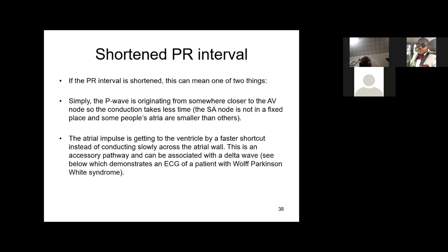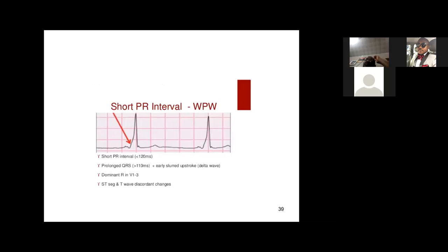If the PR interval is shortened, it can mean one of two things: that the P wave is originating from somewhere closer to the atrioventricular node, so the conduction takes less time, or the atrial impulse is getting to the ventricle by a faster shortcut, an accessory pathway, which is associated with a delta wave, which is seen, for example, in a patient with Wolff-Parkinson-White syndrome.